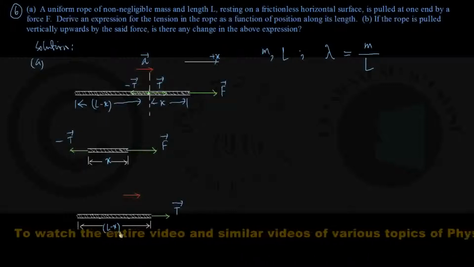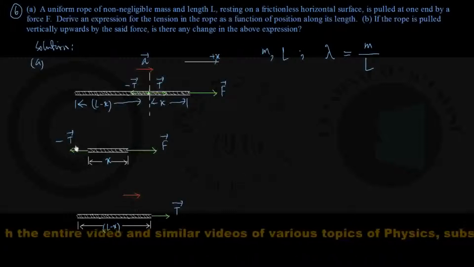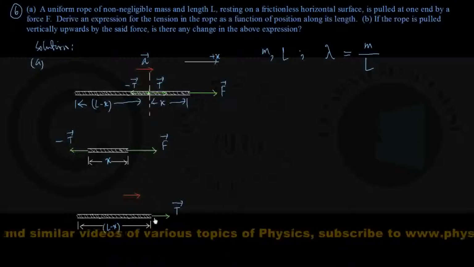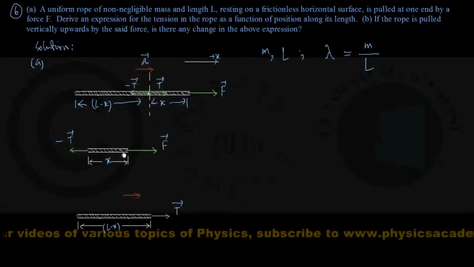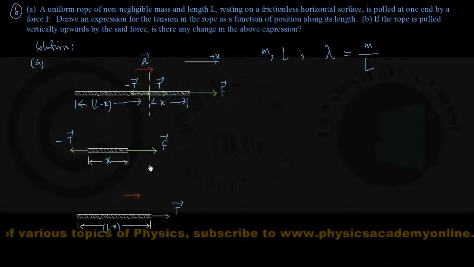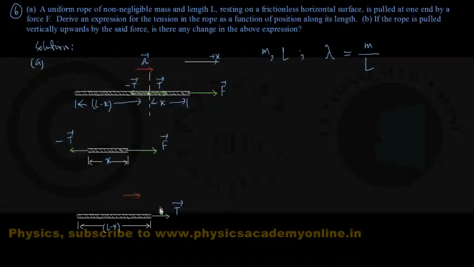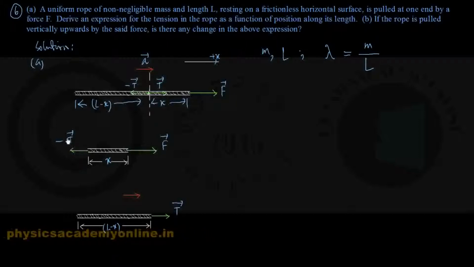This is the way you must be choosing the direction of tension forces on the two parts of the string, keeping in mind you should find a logic that under what force these string portions can move to the rightward direction. So I hope you understood why we have chosen the force of T rightwards on the left portion of the string of length L minus x and a force of minus T acting leftwards on the right portion of the string that was cut out by this imaginary line.